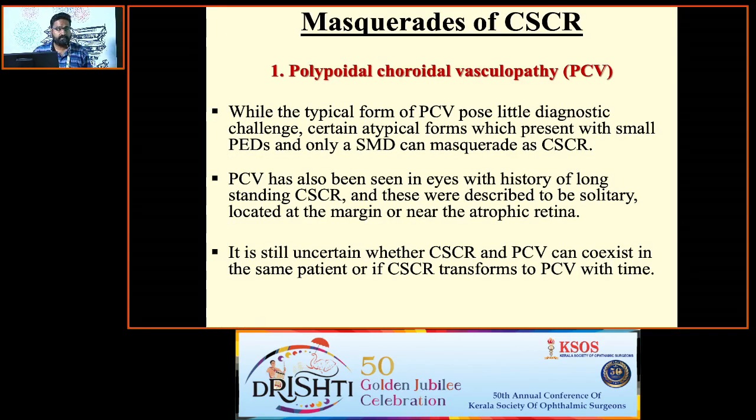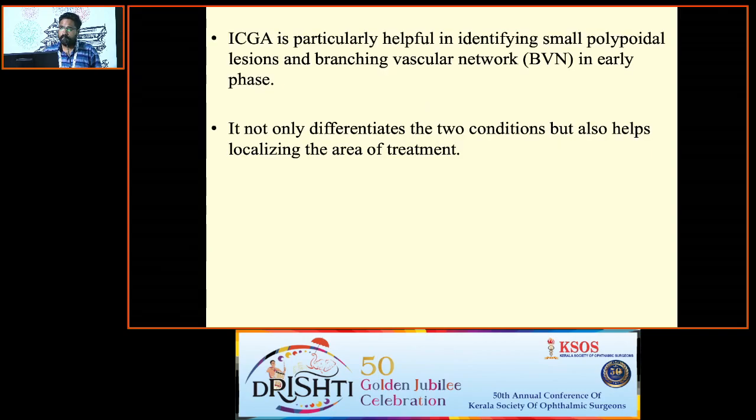The other important masquerade is polypoidal choroidal vasculopathy because both fall in the pachychoroid spectrum. ICG and OCT should be done in tandem to differentiate these two entities because ICG identifies PCV as areas of polypoidal lesions and branching vascular complexes.